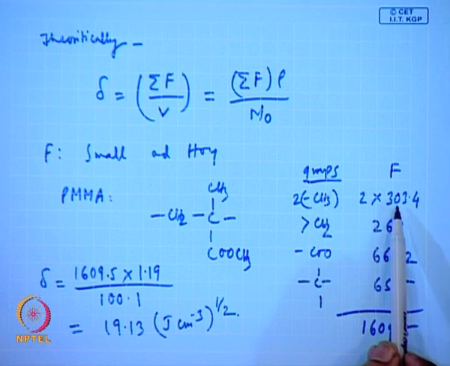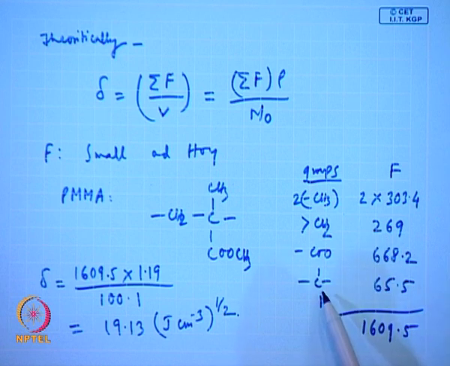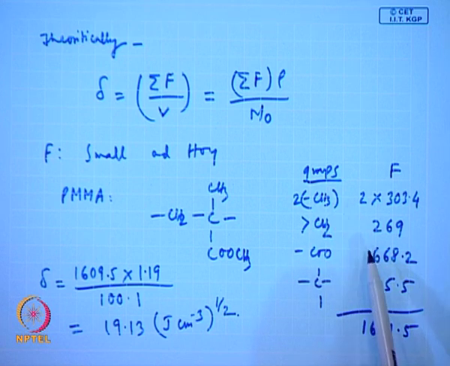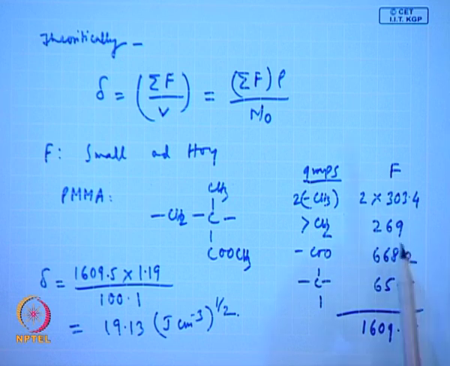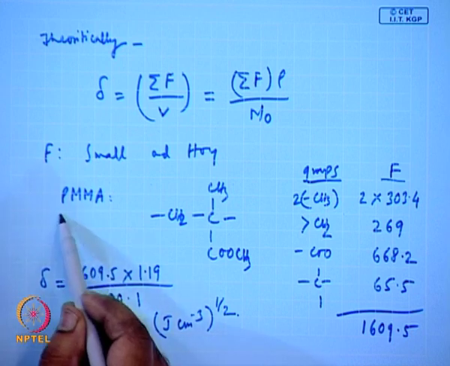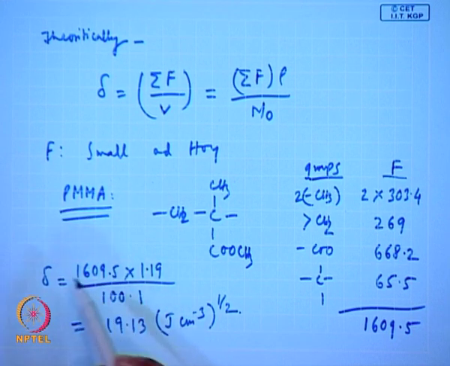So, CH3 has a higher contribution than CH2, which has higher than the quaternary carbon atom. This is directly related to the volume, the size of the group. As the size increases, the van der Waals attraction increases, so the contribution of these groups increases. Like this, you can get the value of this interaction parameter for any of the polymers, because the values of these groups are available in the literature.